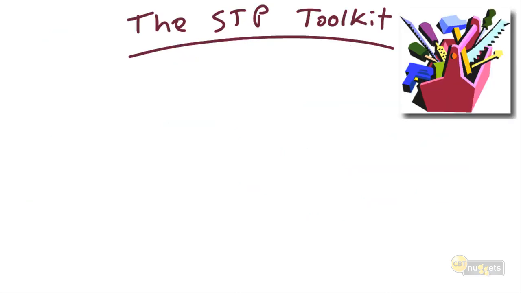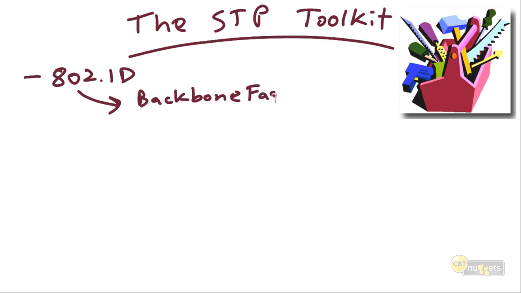Now, if you are talking about classic Spanning Tree Protocol, that's 802.1d. There are three particular technologies that you are going to utilize from the Spanning Tree Protocol toolkit, most likely. The first is Backbone Fast. And Backbone Fast seeks to improve convergence when there is an indirect, a non-directly connected failure in the Spanning Tree infrastructure. Something else that you're going to take advantage of is Uplink Fast.